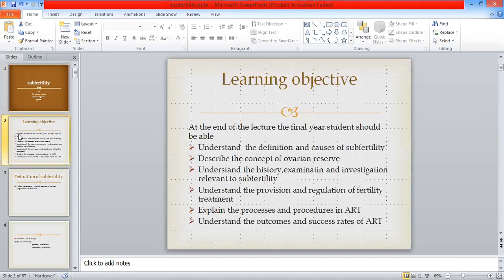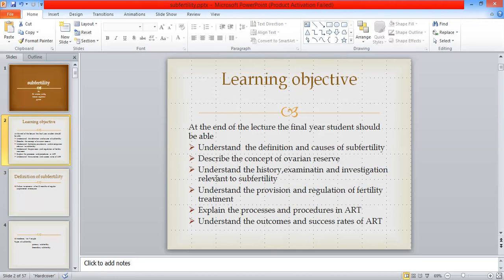Now the learning objectives, which I have already told you in the previous lecture. At the end of the lecture, you should be able to understand the definition of subfertility and the causes of subfertility in the male partner and in the female partner. And you should be able to describe the concept of ovarian reserve. What is ovarian reserve? I will explain this term in today's lecture.